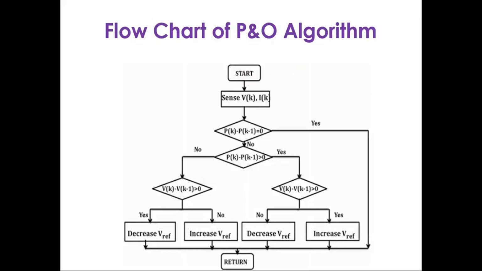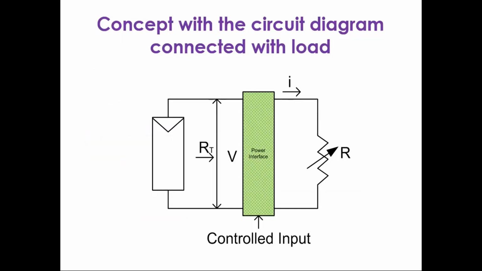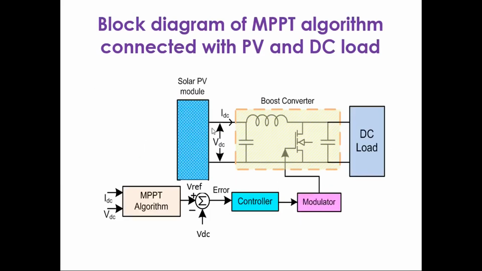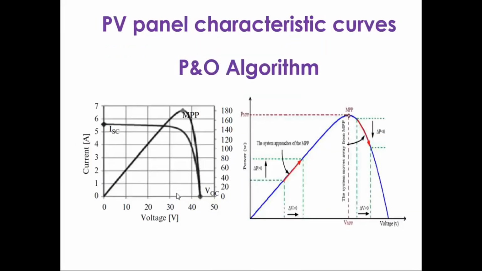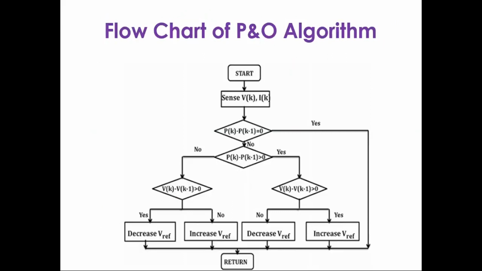If you look at this flowchart of the algorithm, the voltage and current have been sensed and given to this MPPT algorithm. Then we introduce the power: power equals V into I. This is our current power, and this is my past power. If it is the same, then we keep the same duty cycle, or same reference voltage and hence duty cycle. If it is no, then there are two possibilities.